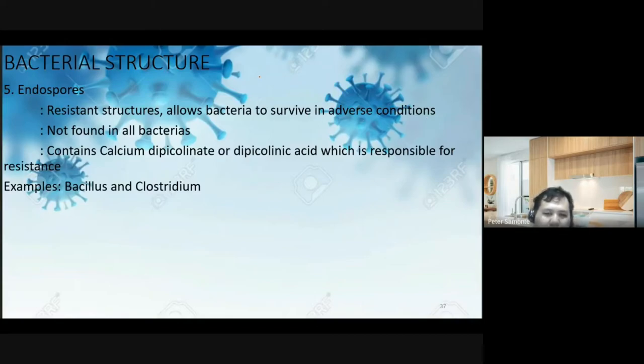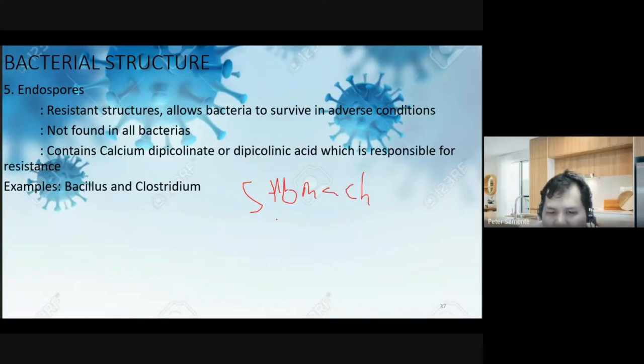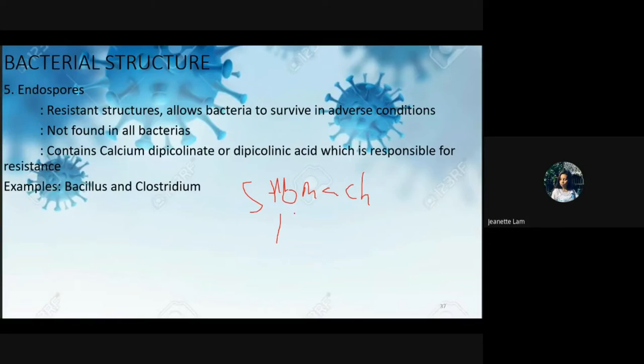Class, can you give me an organ that would have adverse conditions? One where it is unlikely for bacteria to survive. Give me an organ wherein bacteria would have a hard time surviving. Stomach, sir. Okay, stomach acid. Because your stomach has what type of acid? Hydrochloric acid. So it has your hydrochloric acid.